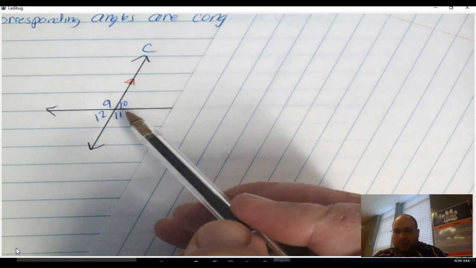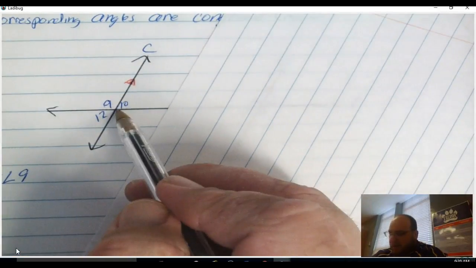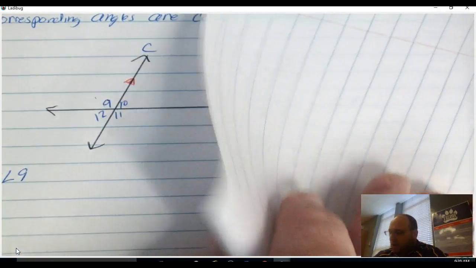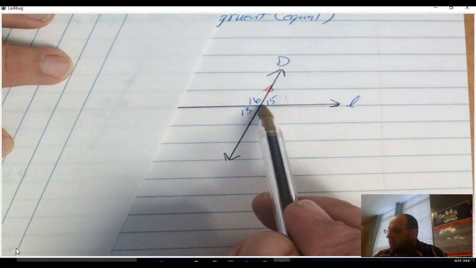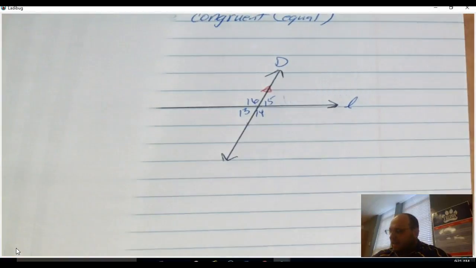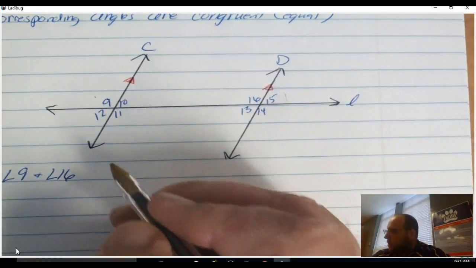I'm going to start with a location, so I'm going to take the measure of angle 9. It's in the top left-hand corner. So what I want to do is look at the other parallel line with the transversal line and see what's in the top left-hand corner. So it's going to be 16. So angle 9 and angle 16 are corresponding.